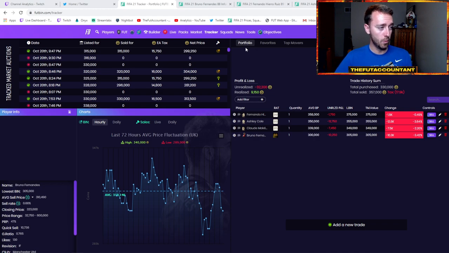Again, I'm on the portfolio view right now. There's three different views over here with favorites and top movers. The portfolio is where you're going to spend most of your time, because you're going to be adding your cards as a new trade. Right now, I've got four cards set up right here.